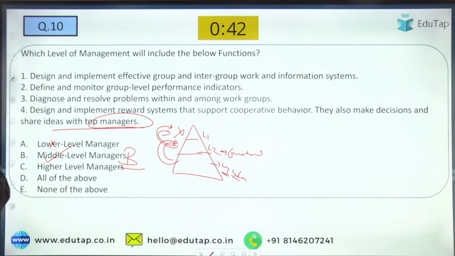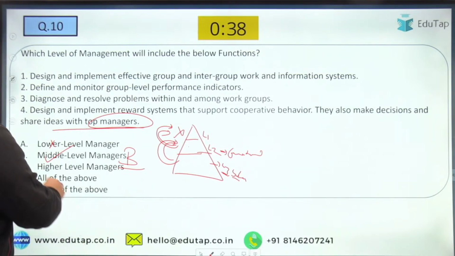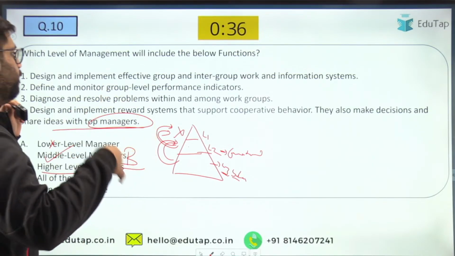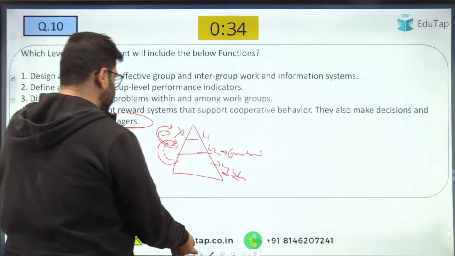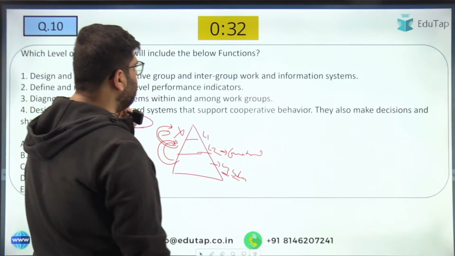Correct? All of you. Why not C? C is not the correct answer, right? Because higher level managers focus on the policy work. They focus on the strategic planning, which is not mentioned anywhere over here.